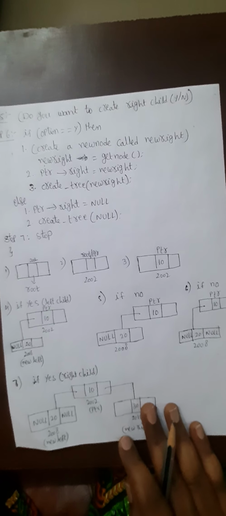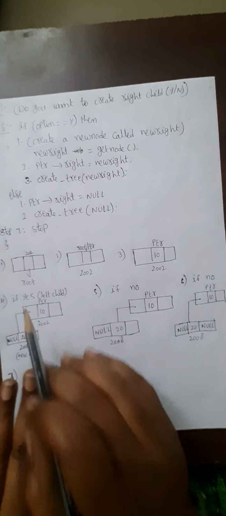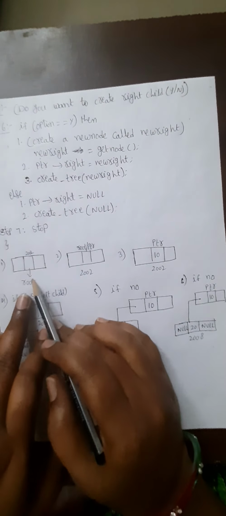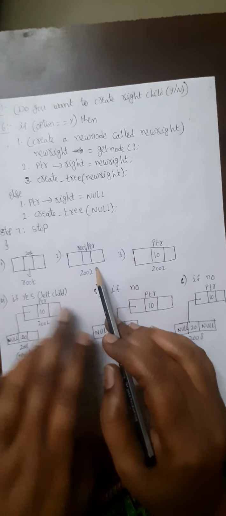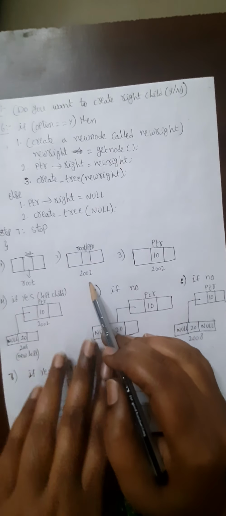And see here, diagrammatically I have represented what I have explained. Here we have created the root node and this is called the pointer which contains the 2002 address.